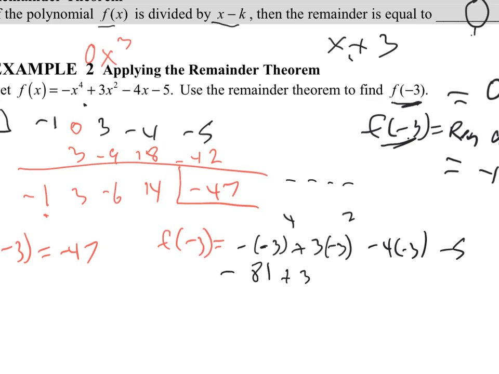Plus 3 times negative 3 times negative 3 is a positive 9. And then a negative 4 times a negative 3, well, it's not a negative 4, it is. Negative 4 times negative 3 is a positive 12. Then bring down the minus 5. Let's see what happens. Put all the negatives together. Negative 86. That's this one and this one. Plus 3 times 9, that's a 27. Plus a 12.